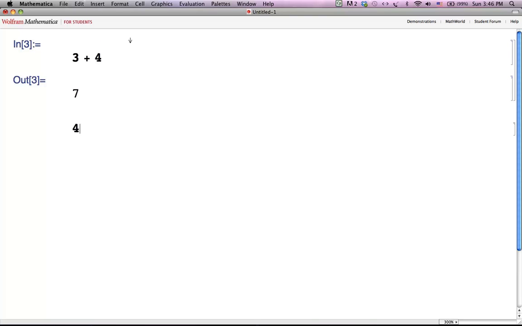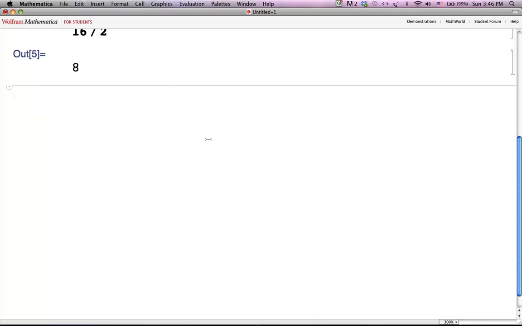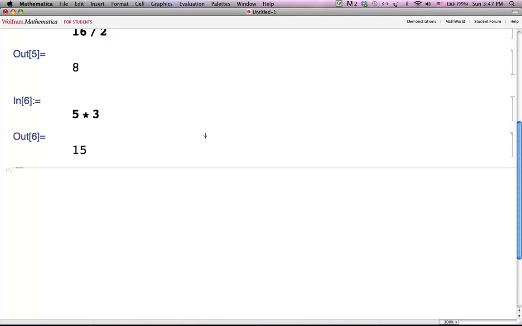Okay, and then subtract, 4 minus 3. Let's see. 16 divided by 2 for division. Scroll down. Then for multiplication, 5 times 3. For multiplication, we use this symbol, the star, asterisk, whatever you want to call it. It's above the 8. You hold down Shift and press the 8 key for the asterisk. We use that for multiplication. Okay.